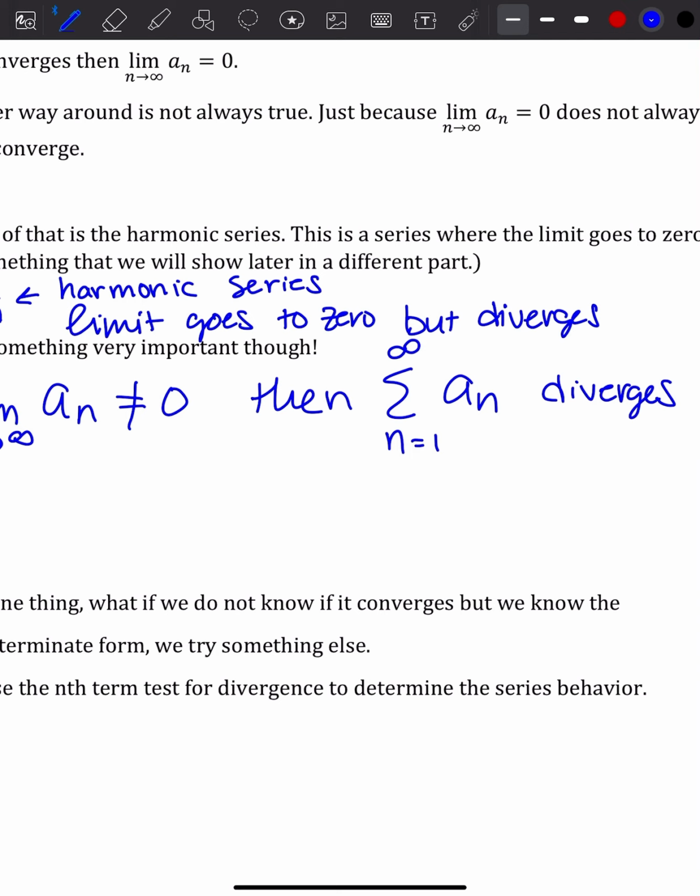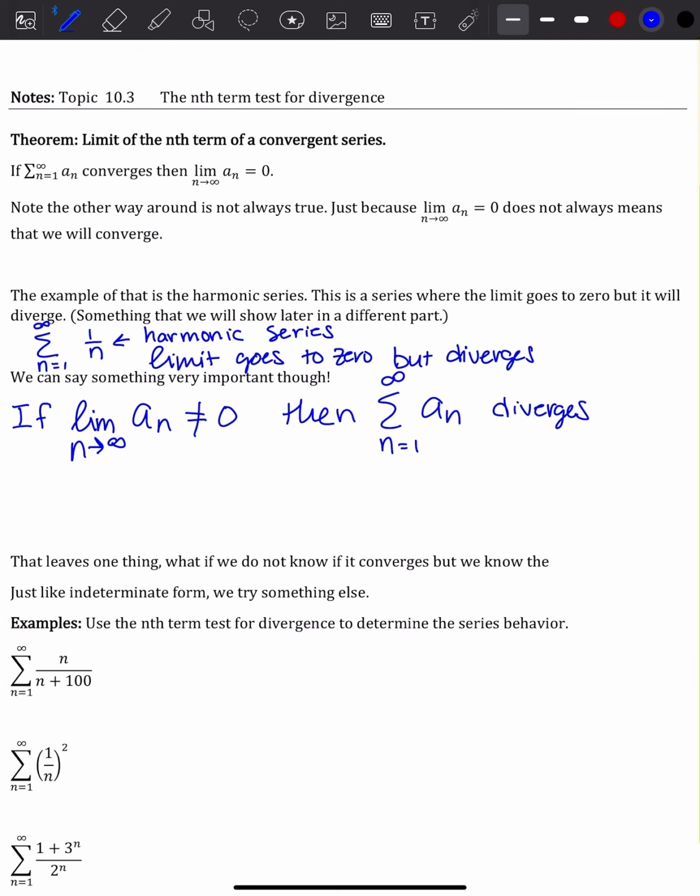So we're going to use the nth term test for divergence to help us out. This is one of those tests where you hope that the limit doesn't equal 0, so then you can be done. You know it diverges, and you can give that answer.